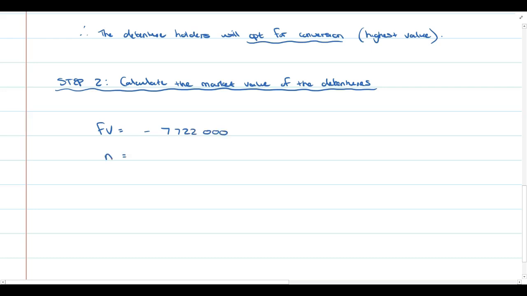N is obviously going to be 3 because that is the value in 3 years' time, and we are trying to calculate the market value, which is the present value today. So N is 3.